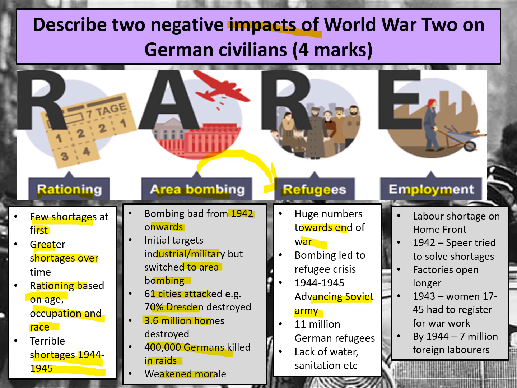And when these people are leaving these areas and fleeing westwards away from the advancing Soviet army, they're entering cities like Dresden that have been destroyed. And they're finding when they get there, there's not even homes to stay in. There's a lack of water, there's a lack of sanitation, and diseases are spreading at this point too.